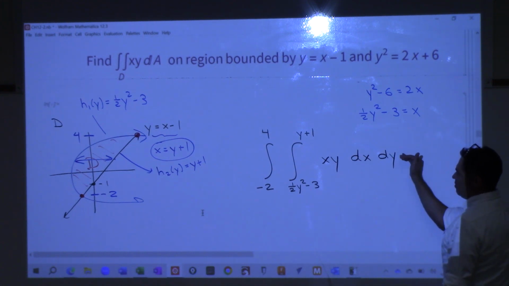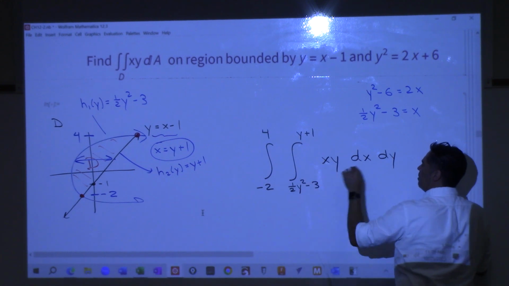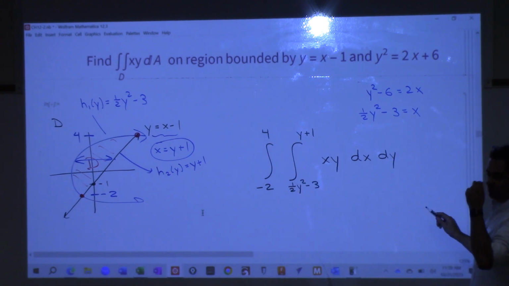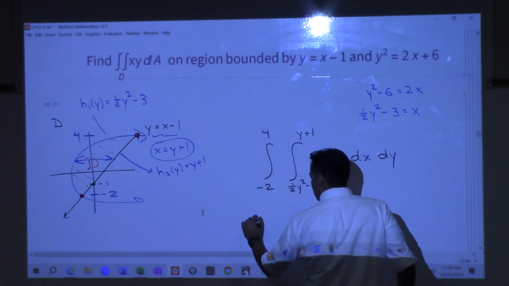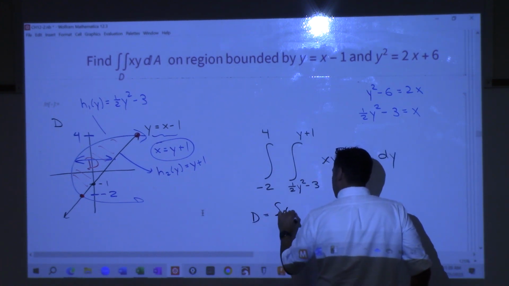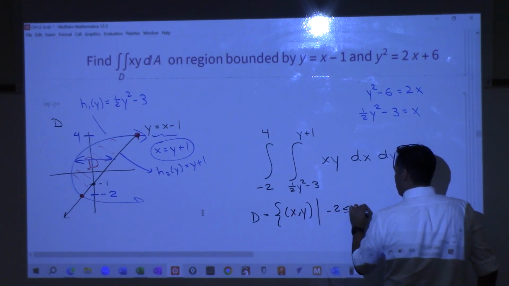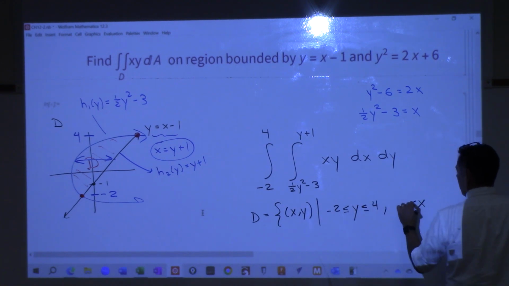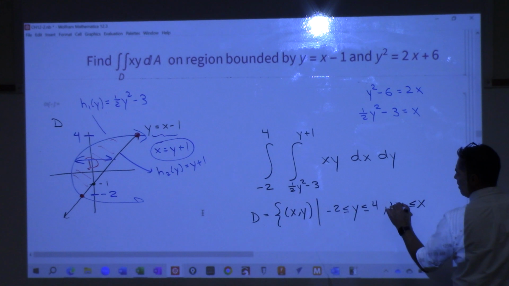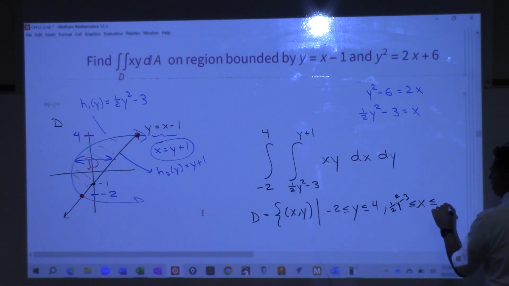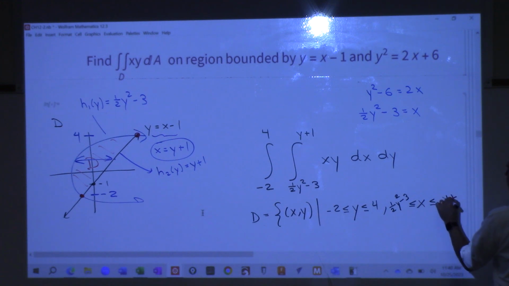Why is it dx, dy? These are our restrictions on x, then these are our restrictions on y. Now I'll write out the D just in that form so we can see it. It's the set of all ordered pairs such that our y was stuck between -2 and 4, and our x was stuck between 1/2 y squared minus 3 and y plus 1. So that's what D was. It's all the ordered pairs that satisfy these inequalities. You know what to do now?